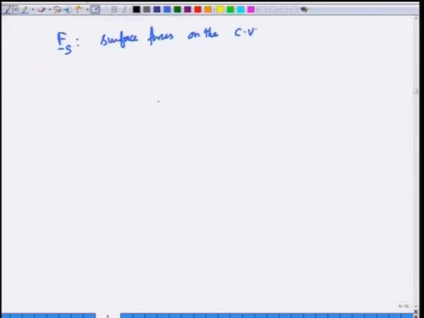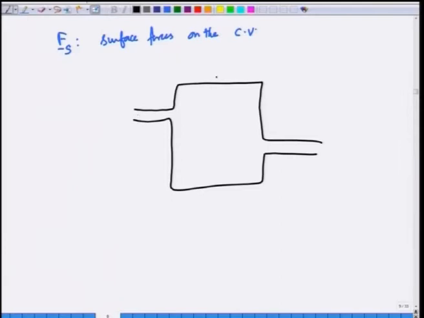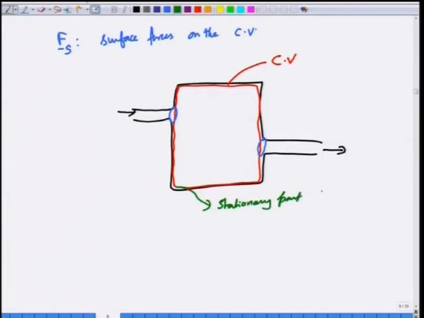Suppose you have a system like this, and this is our CV. The red line is the control surface of the CV. Fluid is entering, let us say, like this and going like this. The control surface can be divided into two parts: a part where flow is entering and leaving, where there is entry and exit, and the stationary parts, the parts of the CS where there is no fluid entry or exit.